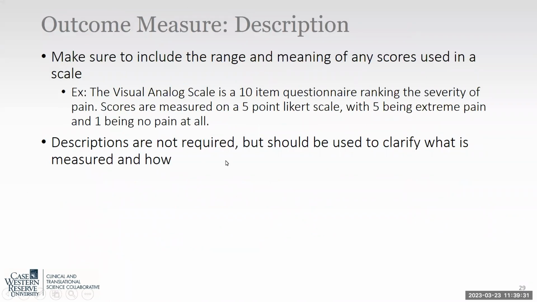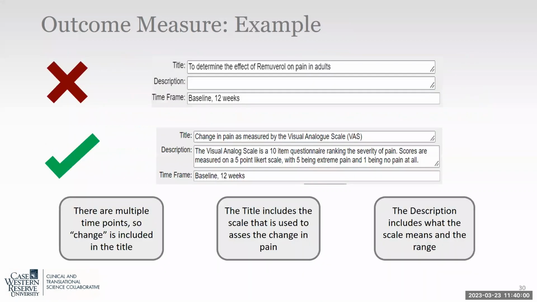In the description, you want to include the range and the meaning of any scores that you are using. So this has an example: the VAS is a 10-item questionnaire ranking the severity of pain. Scores are measured on a 5-point Likert scale, with 5 being extreme pain and 1 being no pain at all. You want to make sure that you are clearly defining what the scale, score, or measure is. Descriptions are not required. It's just used to clarify what is measured and how it is measured.